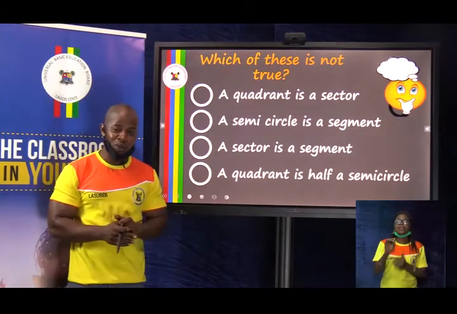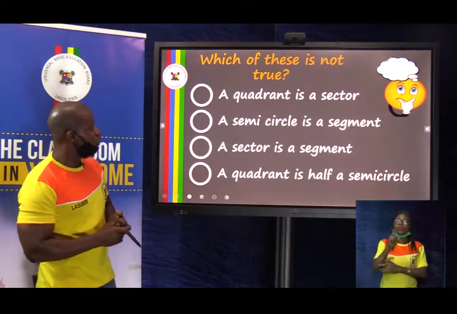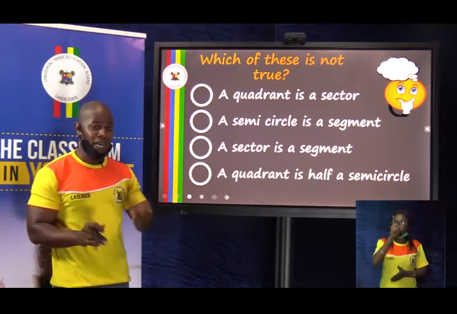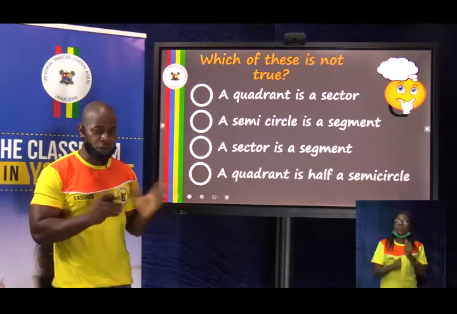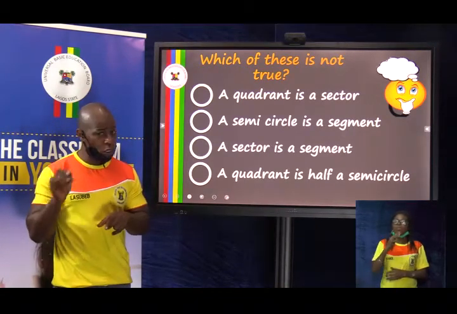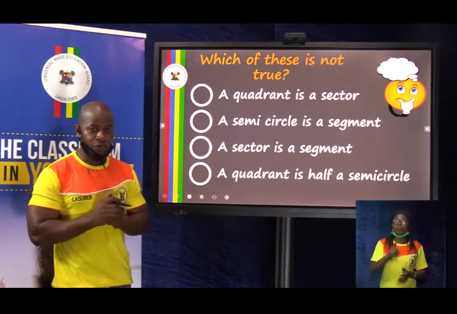Now, finally this one. Study these questions critically. Which of these is not true? All these statements are true, except one of them. When you are given this kind of question, you have to think, which one is true? Which one is true? Take all the ones that are true. The one that is not true, identify it as your answer.